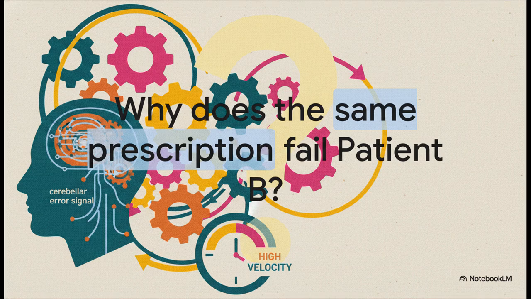Well, the answer is that patient B's routine failed to target the cerebellar error signal at the correct velocity. Sure, they were moving their head, but they just weren't creating the biological demand necessary to force their brain to rewire. They were essentially spinning their wheels without ever actually turning the engine.